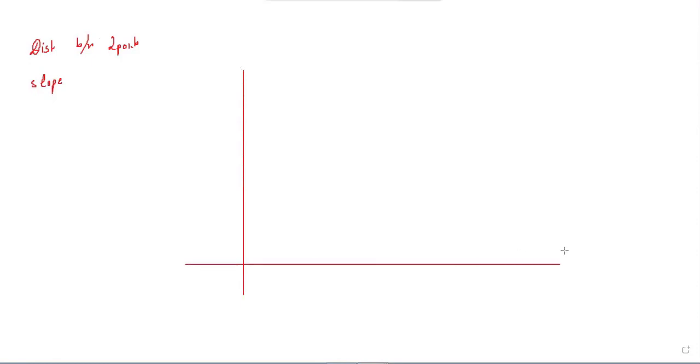Now let's come to distance between 2 points and slope. So you'll need to draw a figure over here. Take 2 points, one over here and one over here. Let us say we are looking for the distance between these 2 points. We join them in a line.